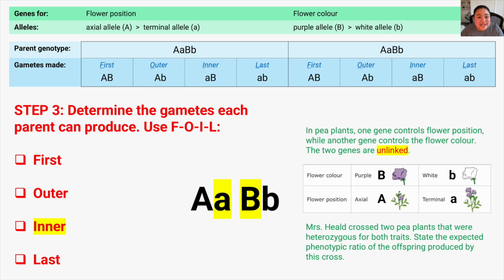I stands for inner. The inner allele of each gene goes into the third gamete. So that's the little a allele for gene A and the big B allele for gene B. Let's pop those into the third box.